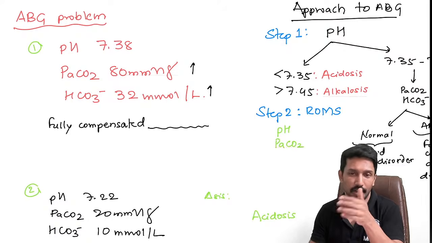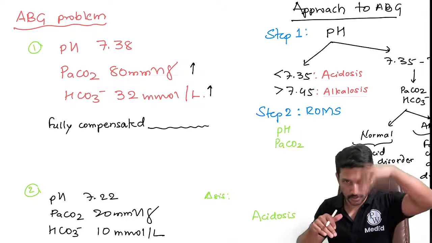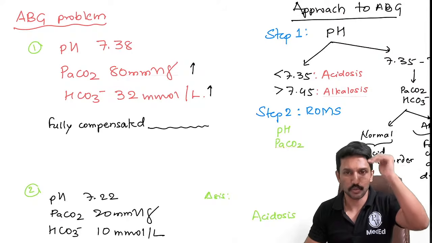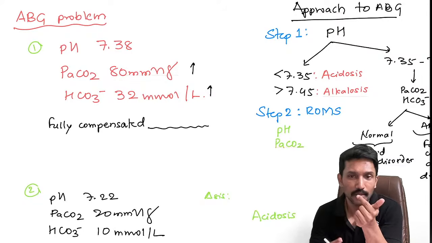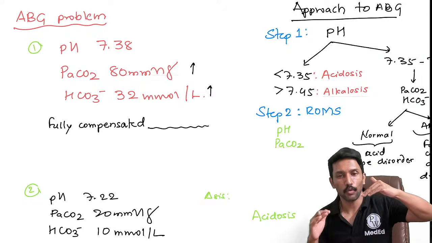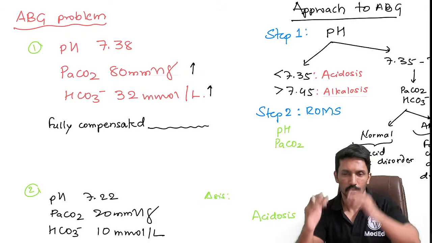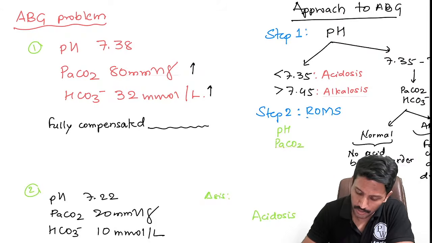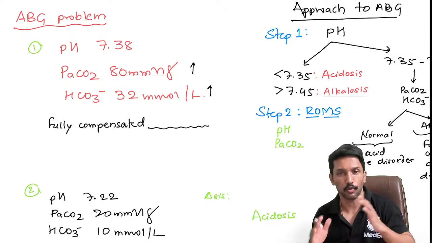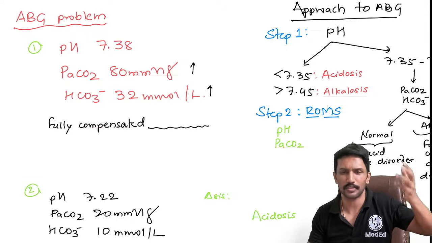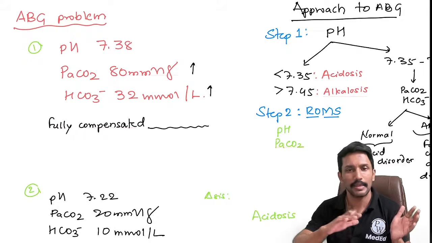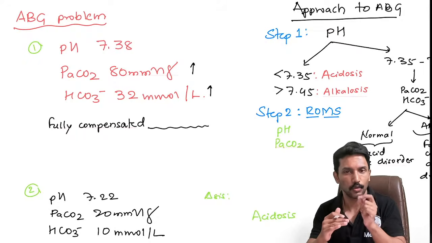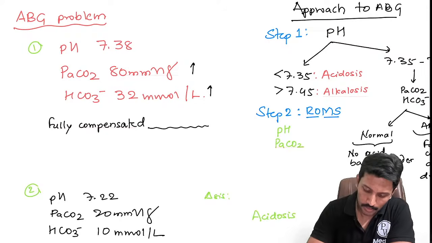You have to just assign a direction based on what is happening to pH. pH is decreasing or increasing here. PaCO2 is decreasing or increasing here. And based on that direction, if pH and PaCO2 both are in the same direction, then according to ROME, metabolic. Whatever abnormality you got, acidosis or alkalosis, is metabolic if pH and PaCO2 are in the same direction. If they are in the opposite direction, then you have respiratory.